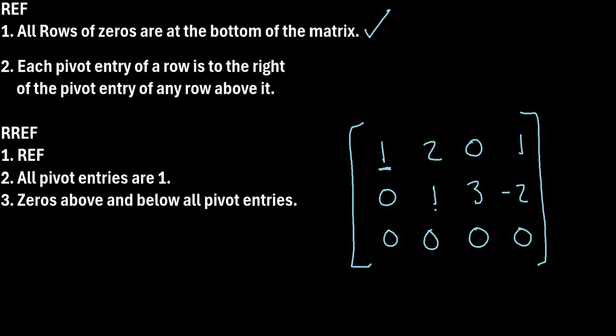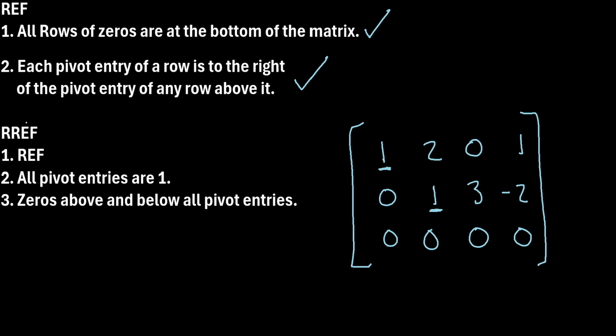In the second row, here's our pivot entry, this 1 right here. And in the third row, there are no pivot entries, since there are no non-zero values. So notice that the only one we need to check is this pivot entry right here to the right of the pivot entry in the row above it? It is. So we would say this criteria is also met.